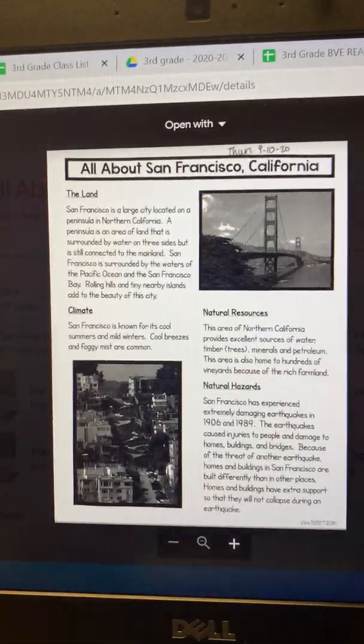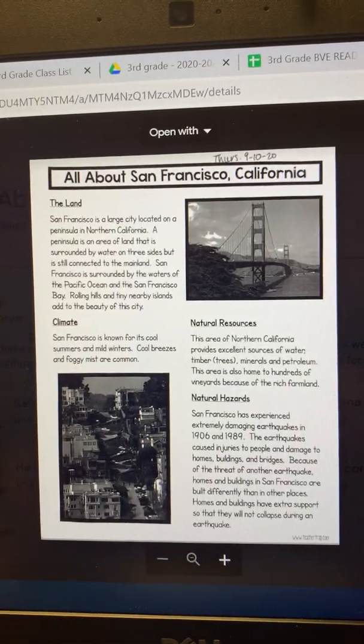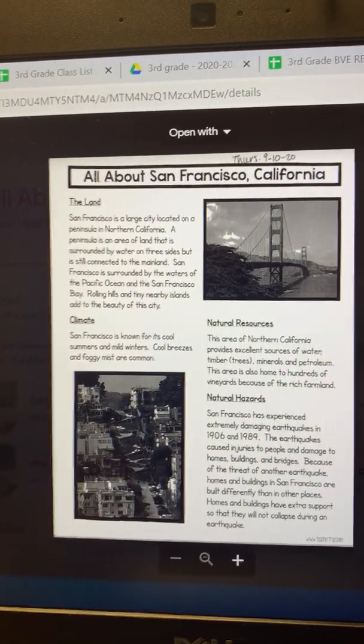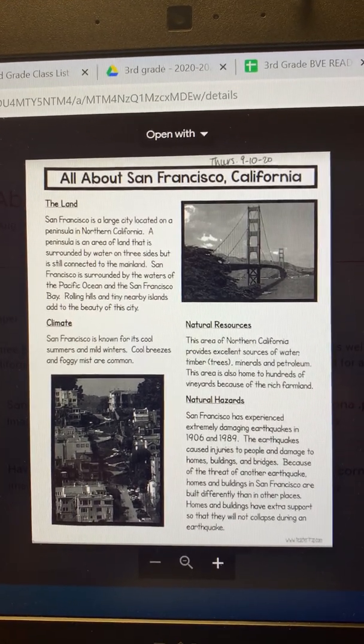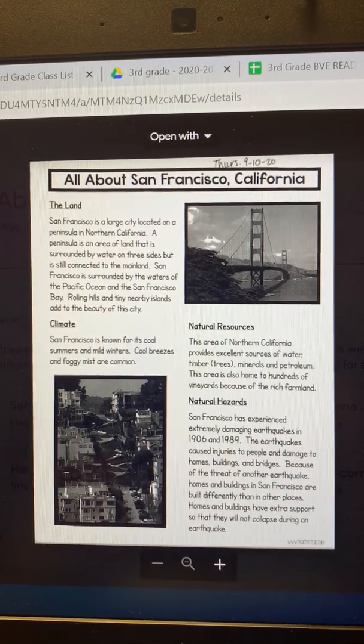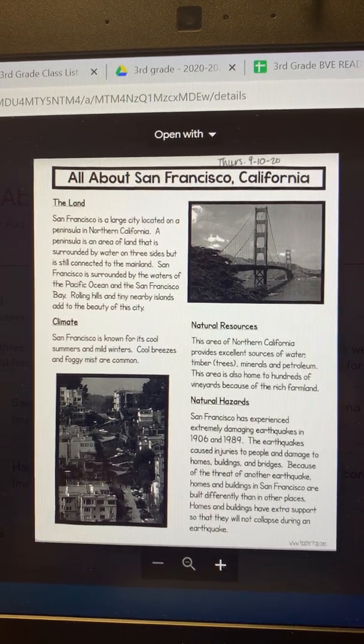So we're going to kind of break it up into the 4 pieces, and it's kind of nice because it's already broken up for us. So let's read the land first. So it says, San Francisco is a large city located on a peninsula in Northern California.